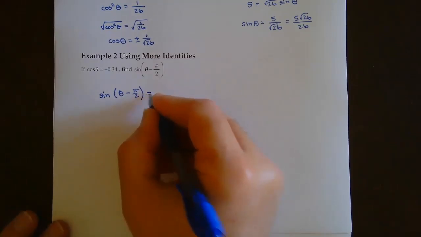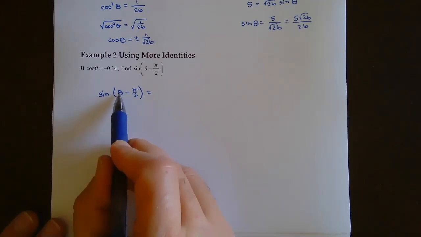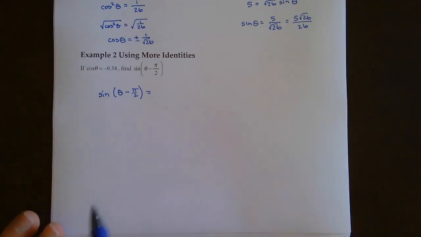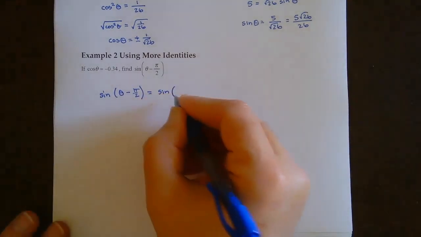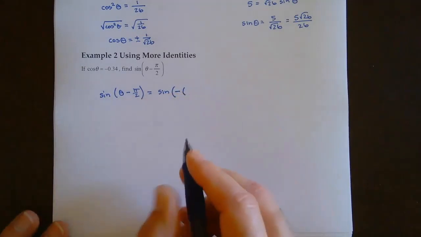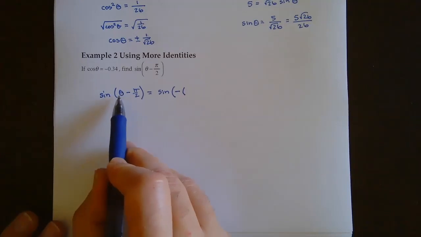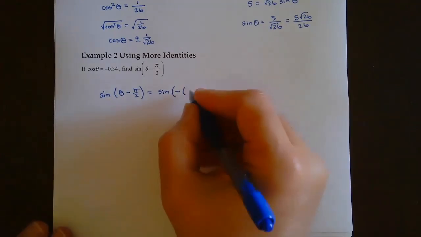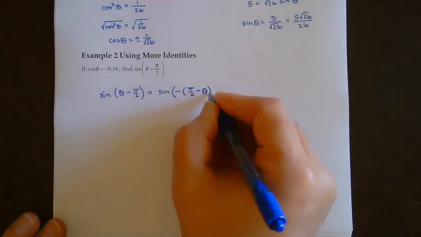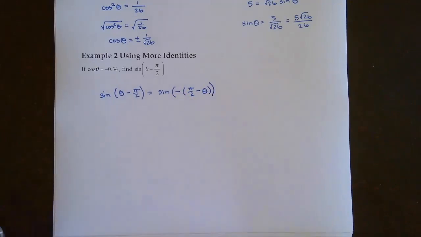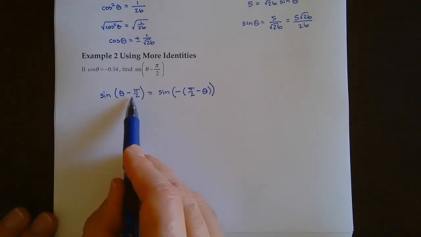The way I'm going to do that is I'm going to factor a negative out of both of these, okay? Now, if this is positive right now, if I factor out a negative, I'm going to be left with a negative. So this is sine of negative parenthesis. This pi over 2 is going to become positive, and the theta is going to become negative, and then I'm going to rewrite it so it's pi over 2 minus theta. Anytime you factor a negative out of something, it's going to change all the signs, right? So this is going to be negative, and this one's now going to be positive, okay?